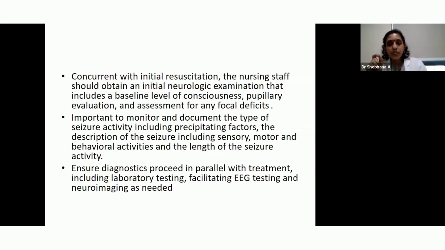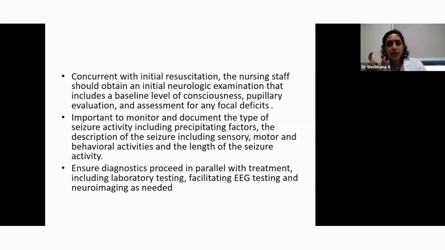It is important to monitor and document the type of seizure activity, including precipitating factors and description of the seizures, including whether they were complaining of any sensory symptoms or behaving bizarrely before the onset of the seizure, and how long the convulsion took place.